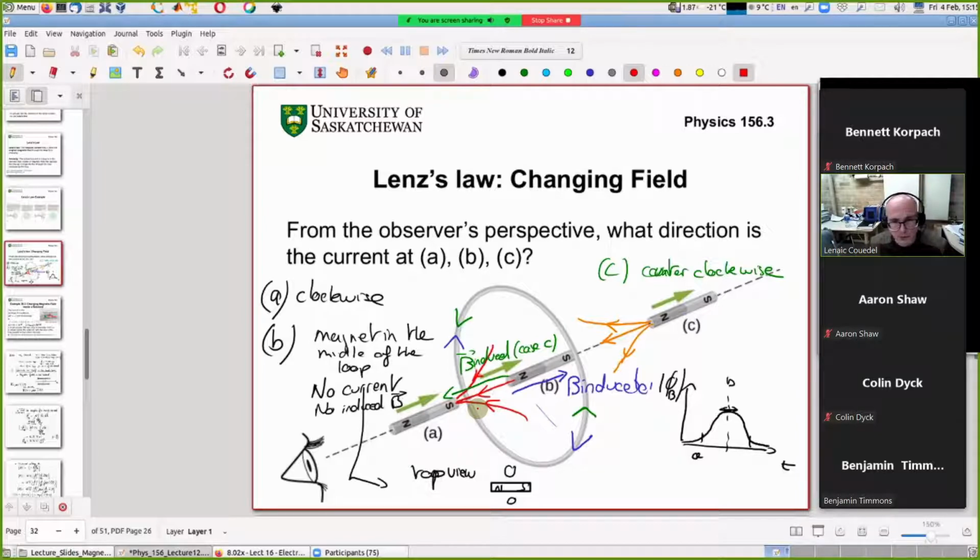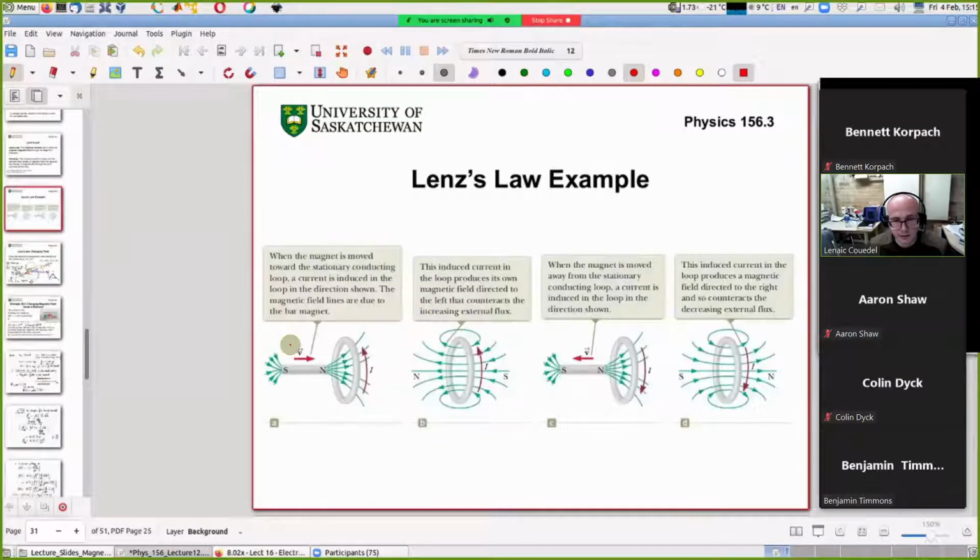Because here it's a south pole, the induced magnetic field has to be towards the right. It will be a north pole, so the magnetic field will be in the other direction. That's this case here, magnetic field in the other direction. So it's not the strength per se that counts, it's the direction of the change. You can start very close to the loop with a very strong magnetic field.